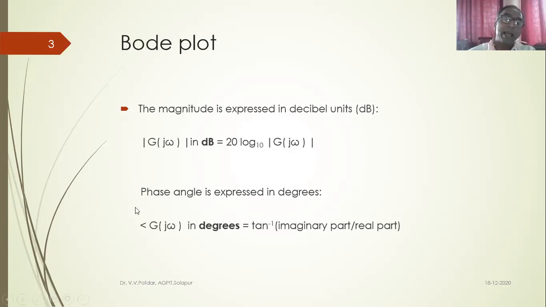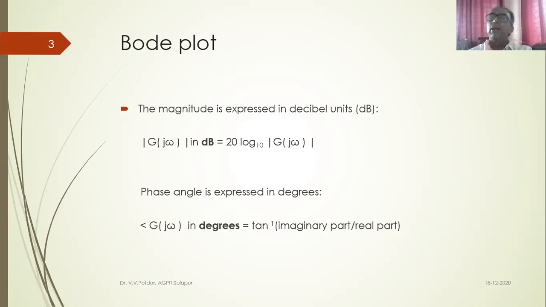And similarly, phase angle. How to get a phase angle in degrees? So the phase angle of G(j omega) in degrees, please be attentive, is equal to tan inverse of the ratio of imaginary part upon real part. Now if we have the term 1 plus j omega, a complex number, s is equal to 1 plus j omega, right? So what is the real part? 1 is the real part and omega is the imaginary part.